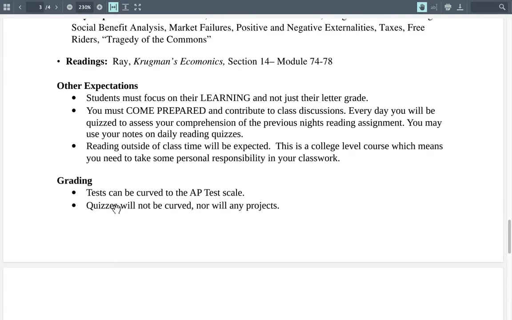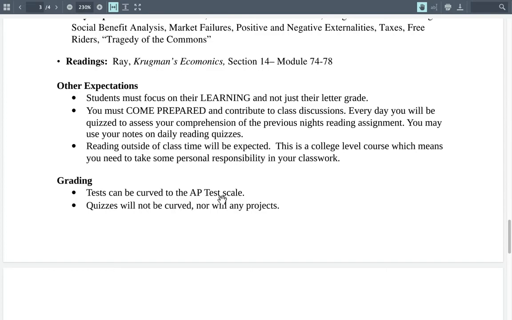As far as grading goes in this class, like I said, the unit tests are obviously the largest portion of the grade. So for some tests, I can actually curve to the AP test scale because the AP test is graded 1 through 5. And in order to get a 3 or a 4, you really only need to obtain about 60 to 70% on that test. And a 3 or a 4 actually is not a terrible score on the AP test. So if kids are getting 60, 70%, I can actually curve the test a little bit as far as the scores go.